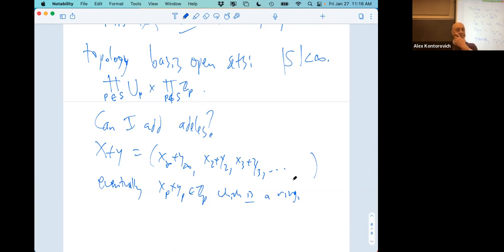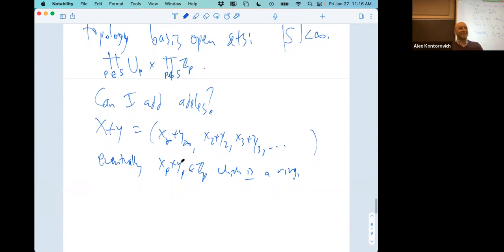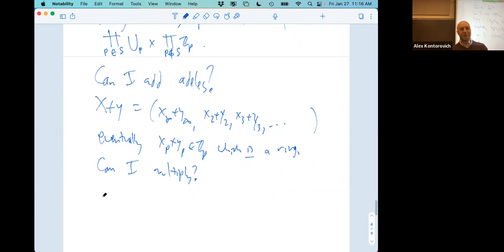This does not apply in places like the reals. But there are only finitely many places like the reals, in fact, one in this case. So, right, I can add Adeles. Can I multiply Adeles? ZP is still a ring. That's right. So I can still multiply for the same reason: pointwise multiplication, same reason.